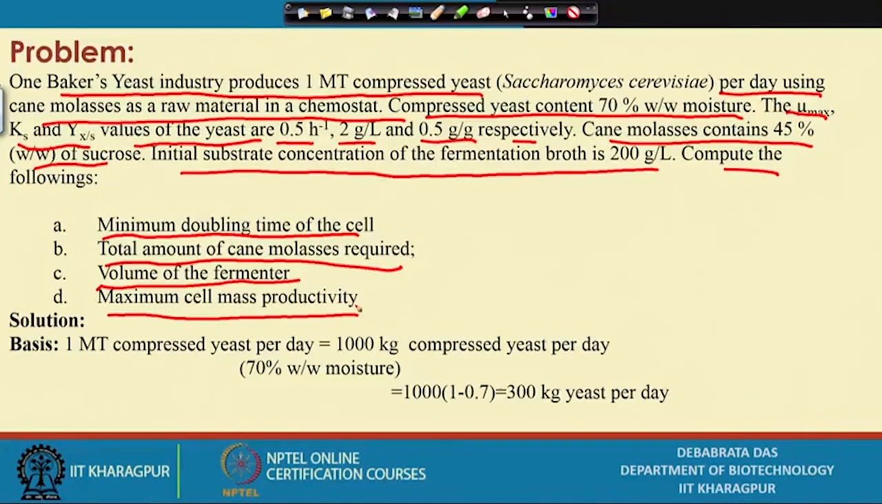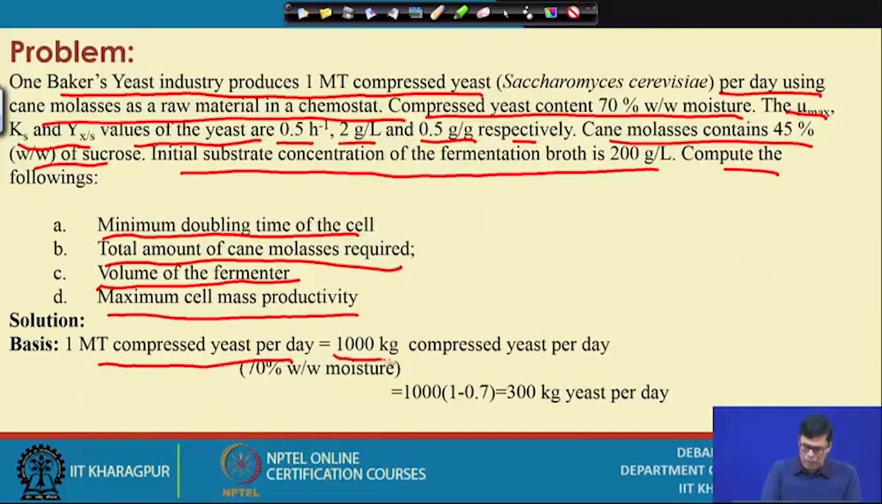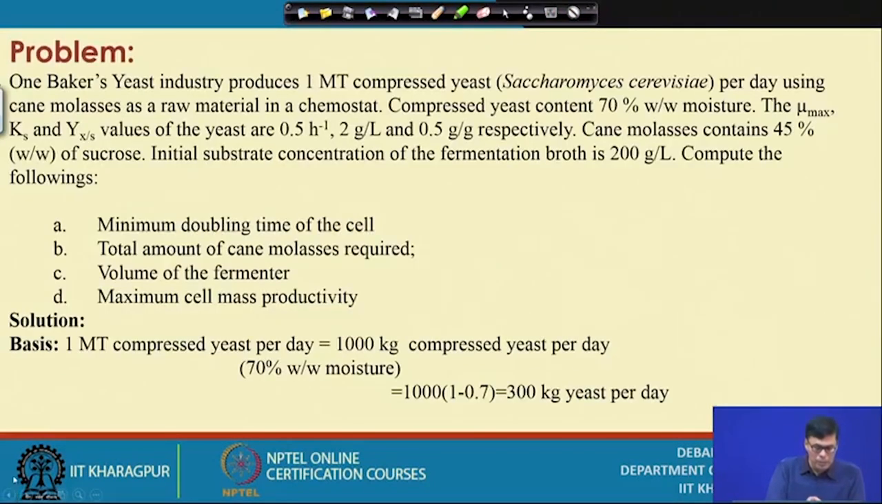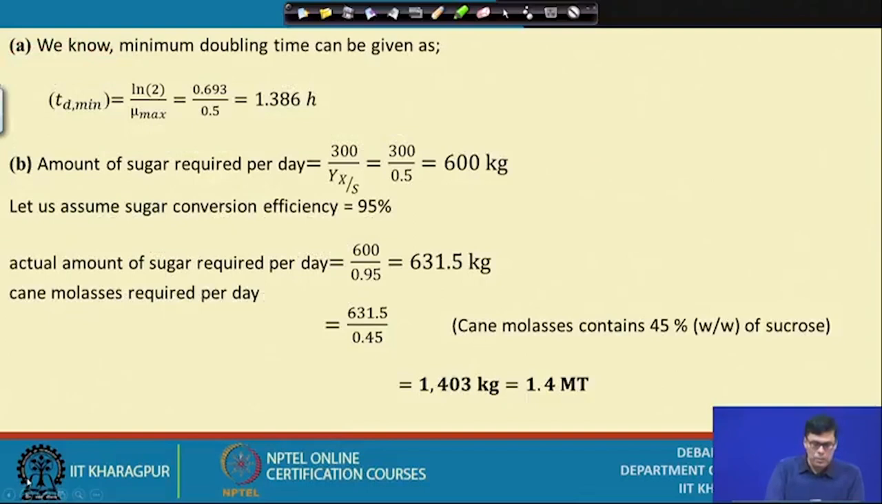When you start with 1 metric ton of compressed yeast per day, what do you mean by that? 1 metric ton means 1000 kg compressed yeast per day. It contains about 70% moisture, so how much total solid will be there? 30%. So naturally 1000 into 0.3, that will be 30 kg dry yeast to be produced per day. Am I right? Now first we have to find the minimum doubling time. So what is the minimum doubling time?